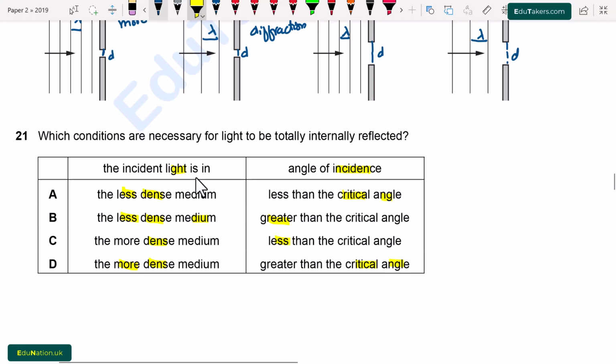First of all, for total internal reflection, the ray should be in the more dense medium, and the angle of incidence should be larger as compared to the critical angle. So only option D is correct, which shows that the incident light is in the more dense medium and also the angle of incidence is larger as compared to the critical angle for total internal reflection. So option D is correct.